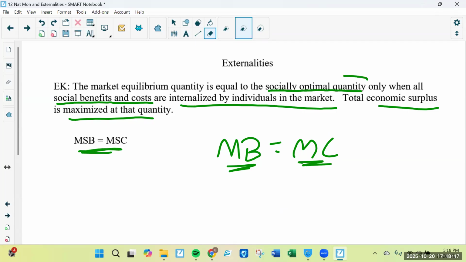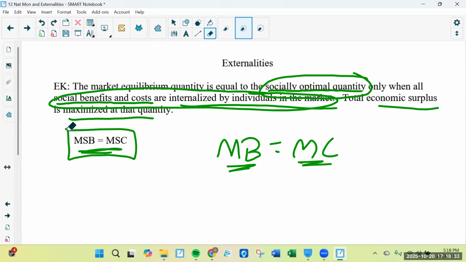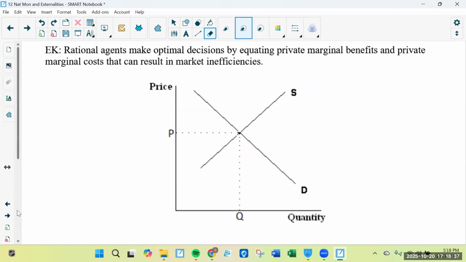So we're only at the socially optimal when the social benefits and costs are internalized by the individuals in the market. In other words, when you have to accept that cost too. And the bottom line is instead of going marginal benefit equals marginal cost, we're going to go to marginal social benefit is equal to marginal social cost. And that's the idea behind an externality.